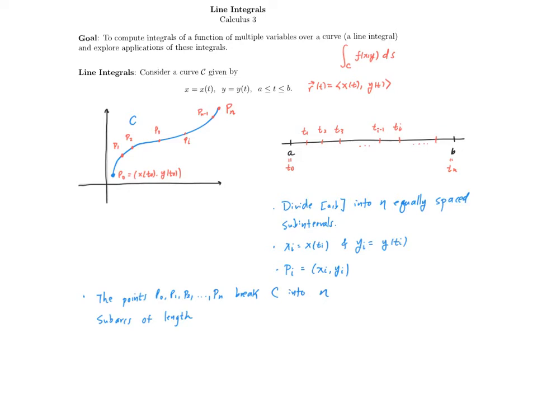Even though the length of each of these subarcs will not be the same, we could represent them notationally. So n little subarcs of length, let's let delta s sub 1 be the length of the first subarc. That would be the length of the curve in green. Delta s sub 2 would be the length of the second subarc, so the length of this curve in yellow, and so on. We now have all of the information we need to define a line integral with respect to arc length.